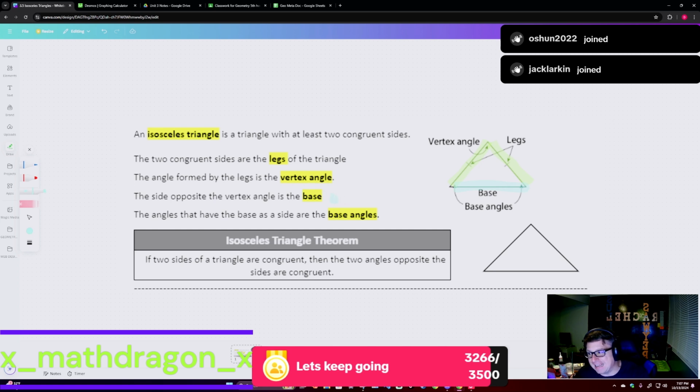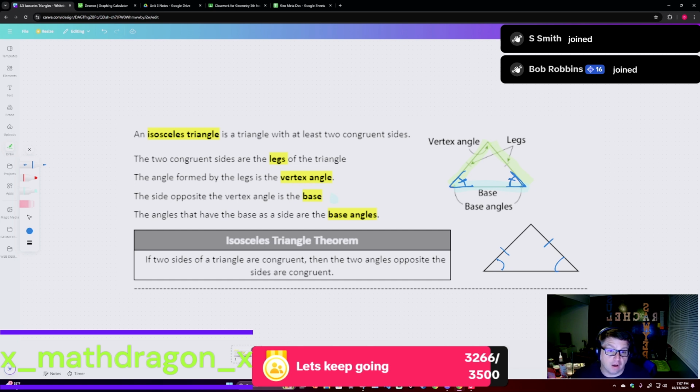And then the base angles are going to be the two angles that make up the bottom part of my triangle. And the beauty of it is that this angle is equal to this angle over here. So we have these two angles that are congruent, and it makes the sides opposite them equal as well. That's the beauty of what an isosceles triangle can do for you.